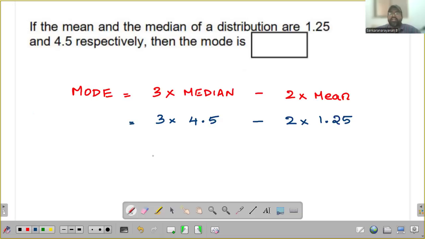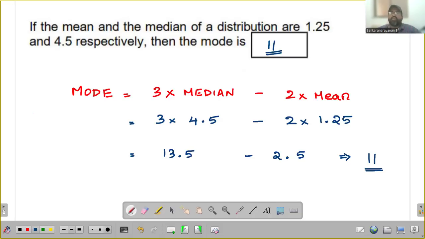So 3 times median minus 2 times the mean. When I am calculating it, you can say 3 times 4.5. I can see that 4 3s are 12. 3 into 0.5 is 1.5. So this will come as 13.5 minus 2 into 1.25, it is equal to 2.5. So when I am doing the calculation, I can say my answer, the mode value, will be coming here as 11. So for this question, the final answer is equal to 11. Mode is equal to 11. Okay, so make a note of that. We have just completed question number 14.